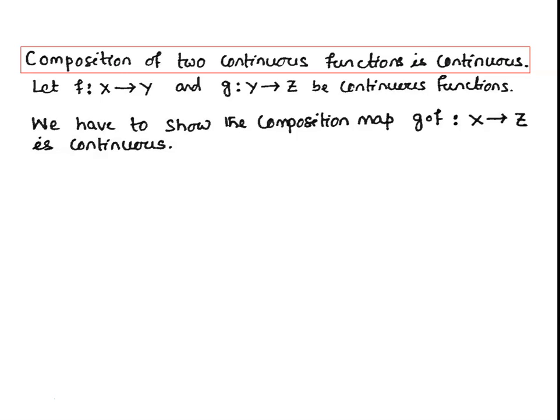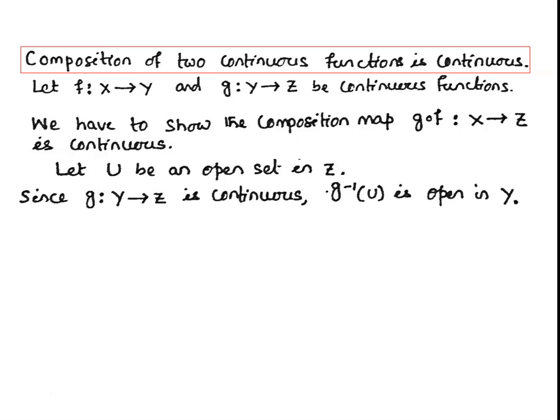Let us take an open set U in Z and we have to show that g of f inverse of U is open in X. Since U is an open set in Z and g is a continuous function from Y to Z, g inverse U is open in Y. Here this g is a continuous mapping from Y to Z and U is an open set in Z. So g inverse U is open in Y.